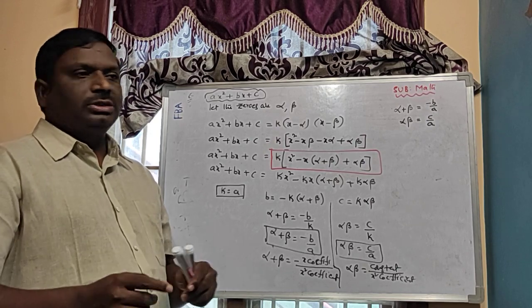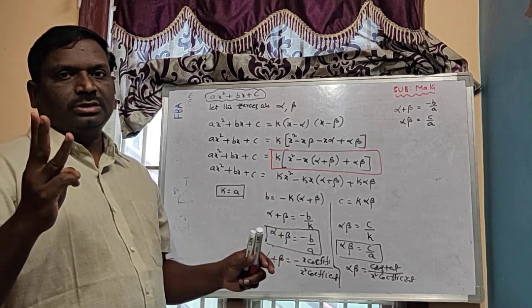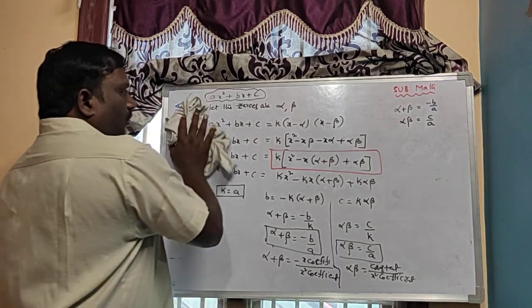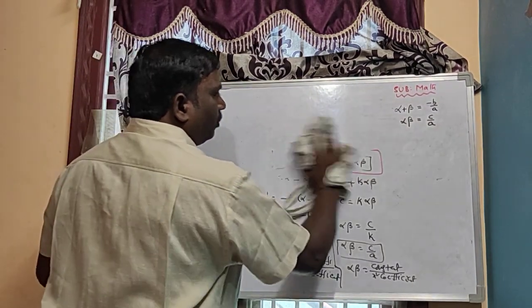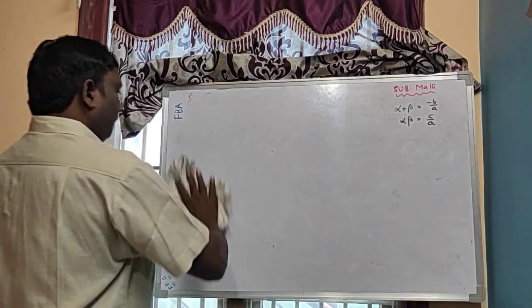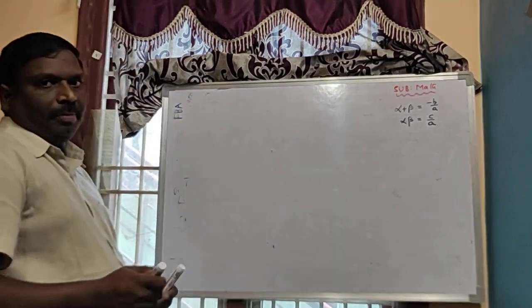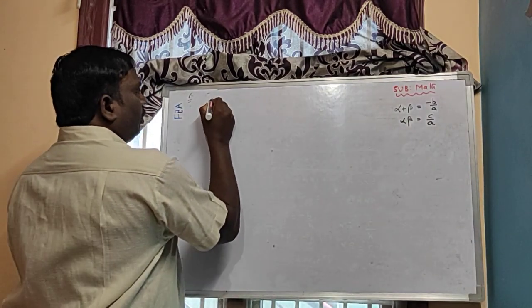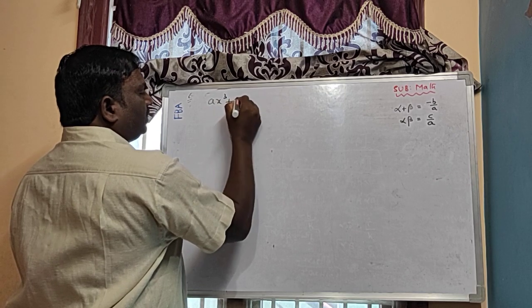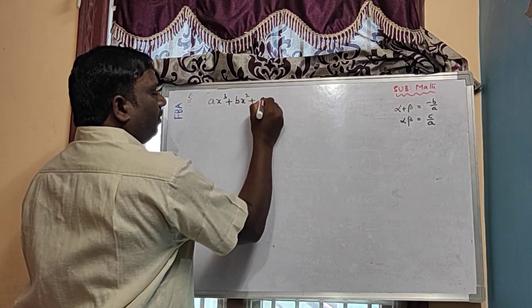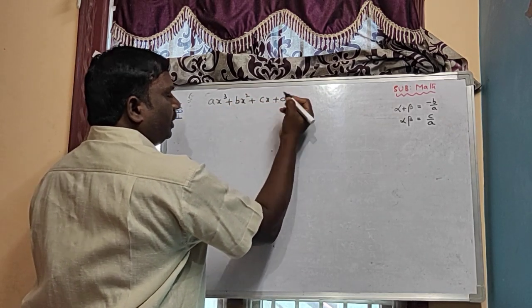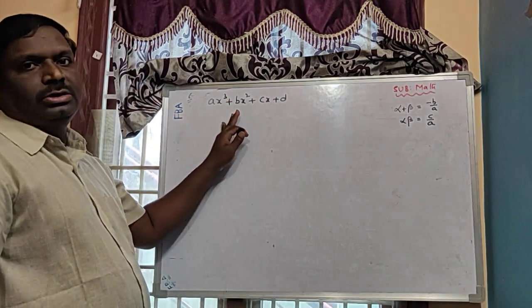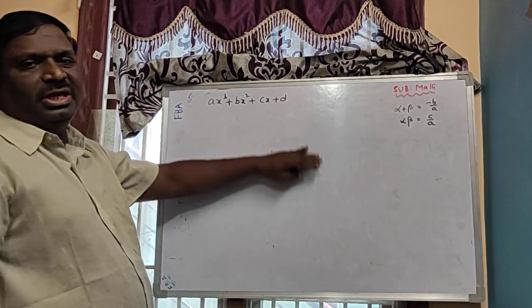There are only two methods in this third exercise. So now, what about the cubic polynomial? When you take the cubic polynomial ax cube plus bx square plus cx plus d, this is the cubic polynomial. For this cubic polynomial also, the same method we can apply.